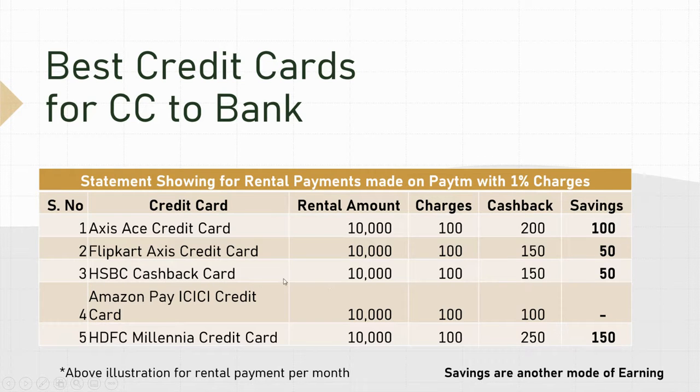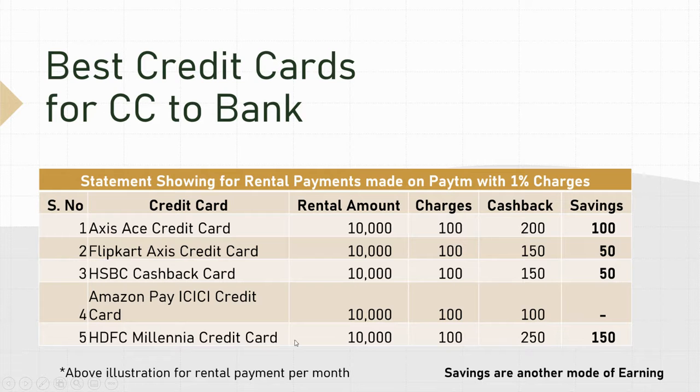And the HSBC cashback card also comes with 1.5% cashback, and the cashback would be 150 and the charges would be 100, and we would be in a profitable position of 50 rupees. Using the Amazon Pay ICICI credit card, under this card also, all other spends come under the 1% category. So the charges which we are paying through this, we will be saving through the cashback.